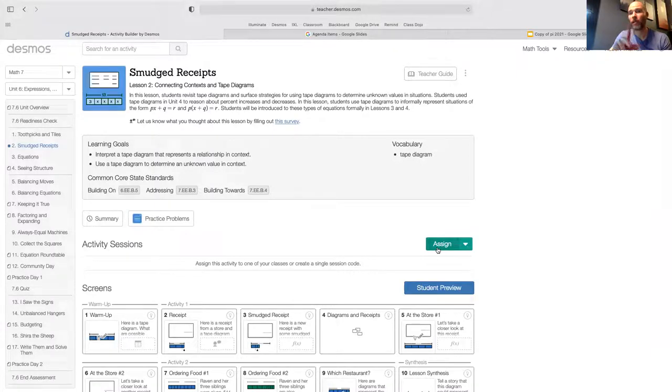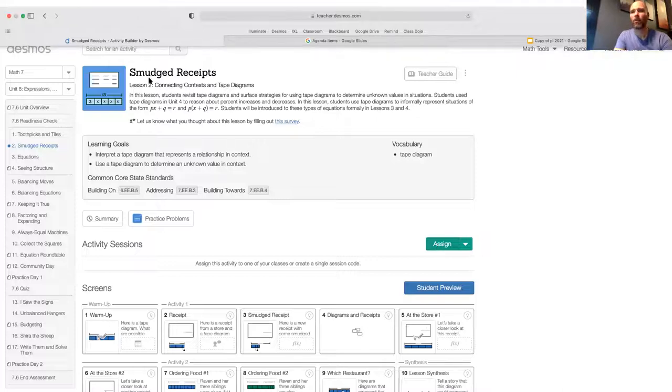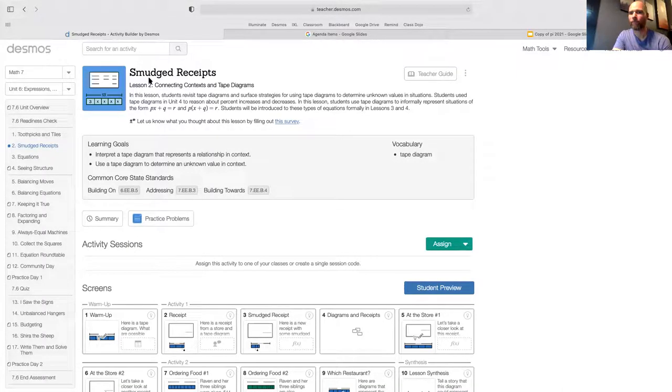So you're going to have multiple things assigned there. And I'm not there to give you a link right now, I am not there to provide you with a link in the chat. So you have to find this one for yourself. You have to go to student.desmos.com, log in with Google or however you normally do it, and it will take you to your activities list, and then just find the one called Smudged Receipts.